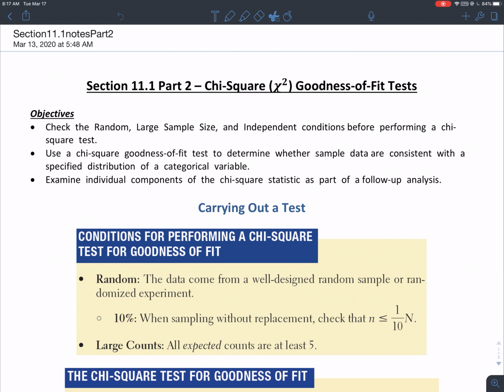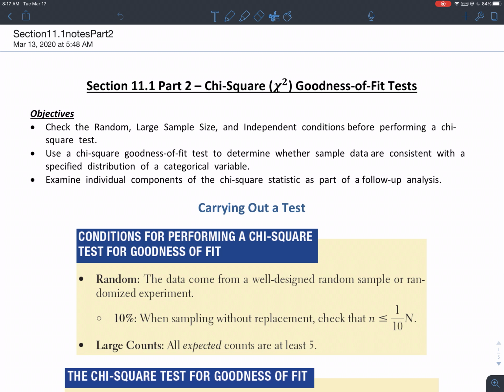Hi guys, so let's talk about section 11.1 part 2. In 11.1 part 1 we discussed, kind of tiptoeing around, actually performing a hypothesis test for goodness of fit, a chi-squared goodness of fit test. But we went over the conceptual part of that, what that really is supposed to do. So in this note sheet we'll just do 2 hypothesis tests.